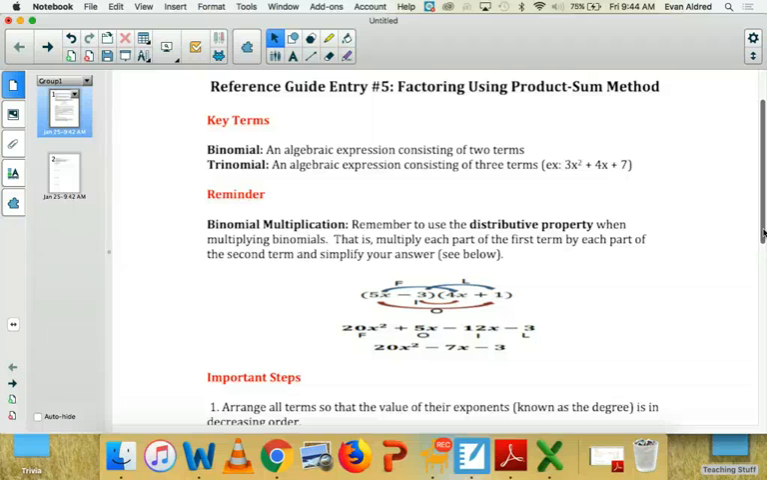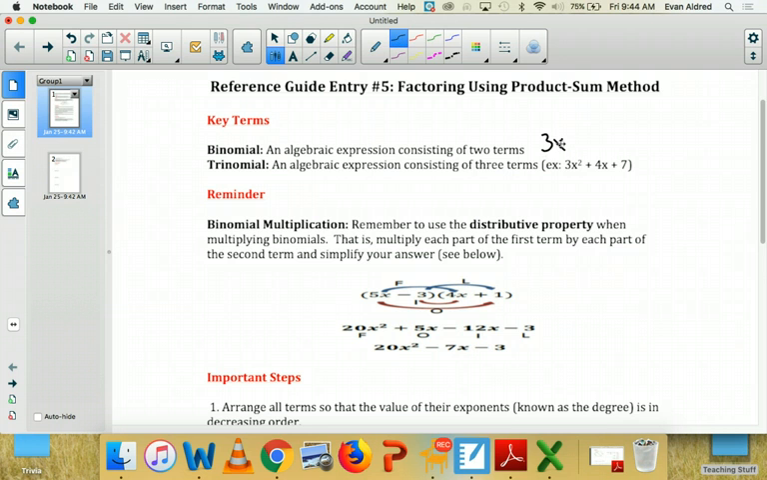Those terms are binomial and trinomial. A binomial is something that we've discussed in class already. It's an algebraic expression consisting of two terms. So anything with two terms is what's called a binomial. For example, we could look at something like 3x plus 6. Well, the 3x is term 1, the 6 is term 2. Another example is maybe x squared plus 7. Well, that's also a binomial. It contains just two terms.